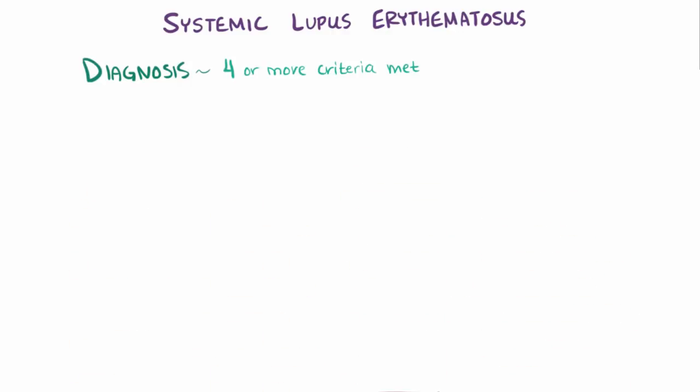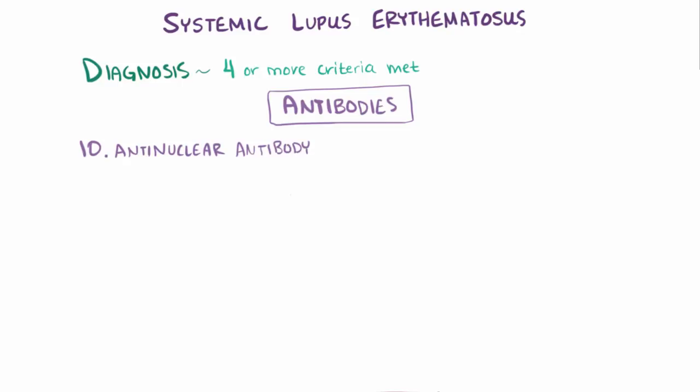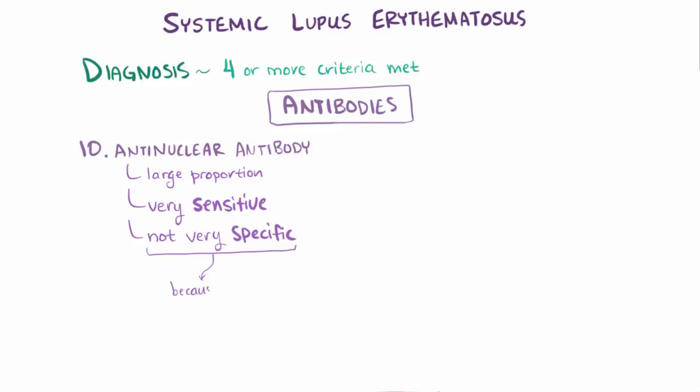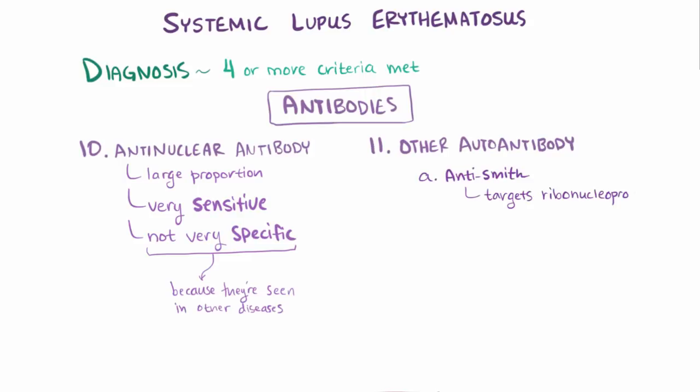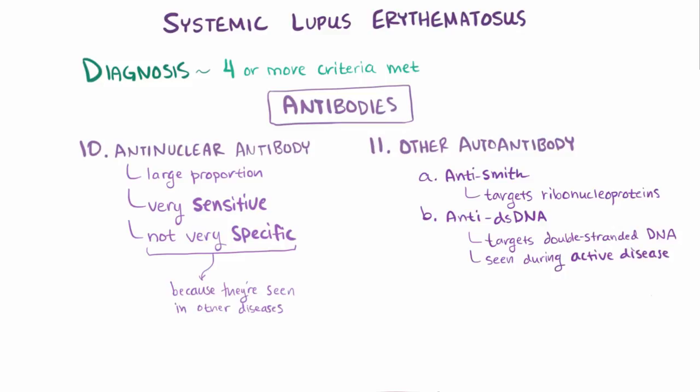Alright, so the last 2 criteria have to do with specific antibodies being found in the blood. The first one being anti-nuclear antibody, which we already went through. Now, a large proportion of patients with lupus have these, meaning this test is very sensitive. But this test isn't very specific, since these are also seen in other autoimmune diseases. Finally, they can have some other self-directed antibody that is an anti-nuclear antibody, which can be one of 3 types. It could be anti-Smith, which is an antibody against small ribonucleoproteins, or it could be anti-dsDNA, which is against double-stranded DNA, and is often seen more during periods of active disease. And these 2 are relatively specific for lupus.